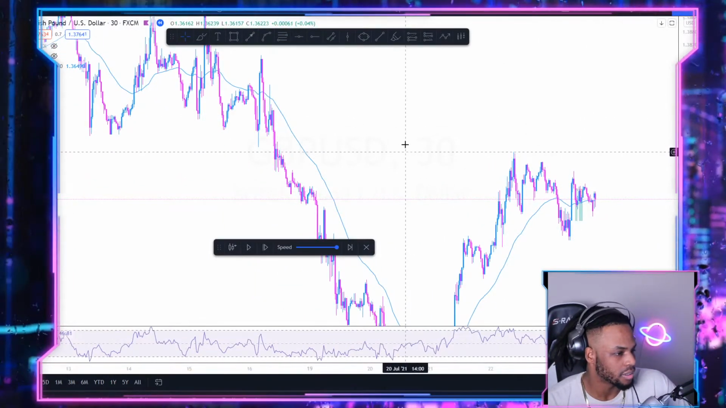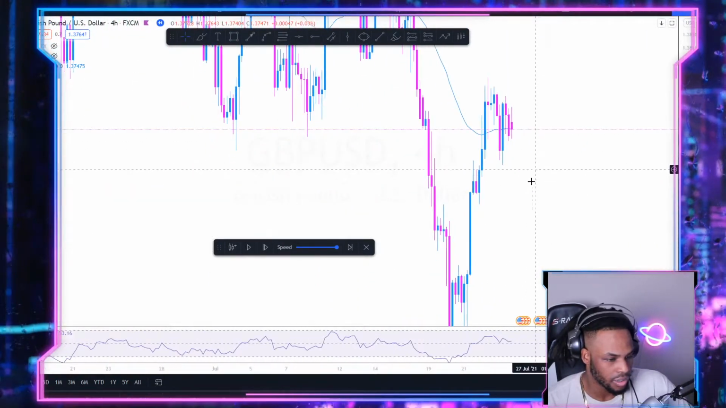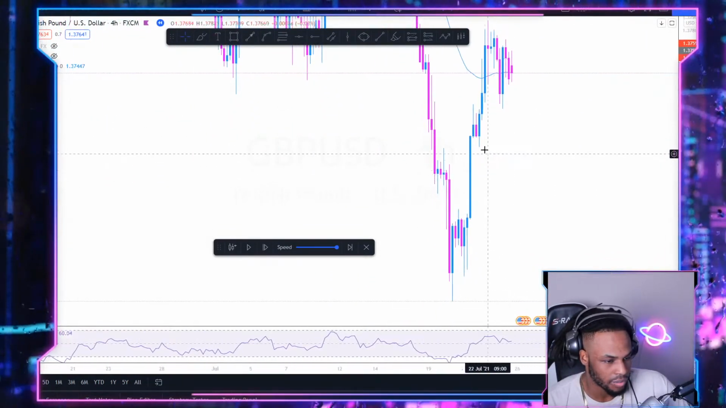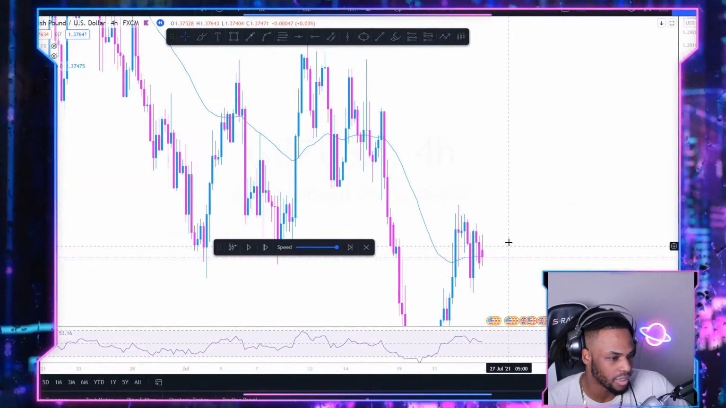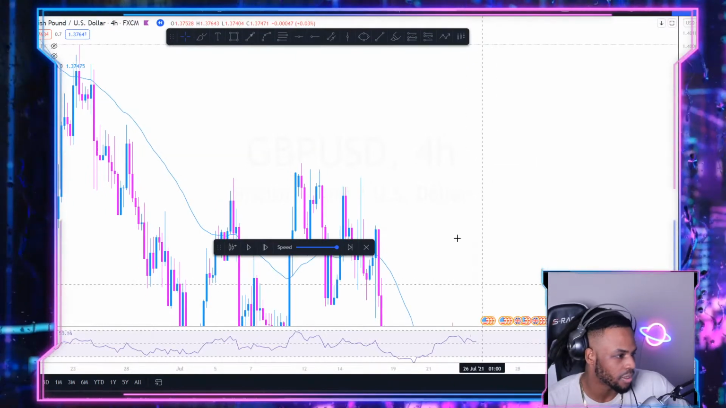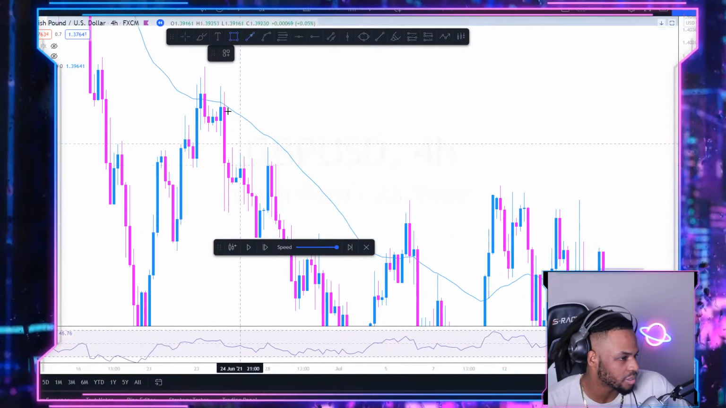All right, so let's see what we got going on. Let's go to the 4 hour. Nothing really changed besides this huge imbalance we still got there. Looking for price to go down there. Yeah, I'm thinking we'd go down there before we go up there. I didn't see this order block. This is actually a really nice one.